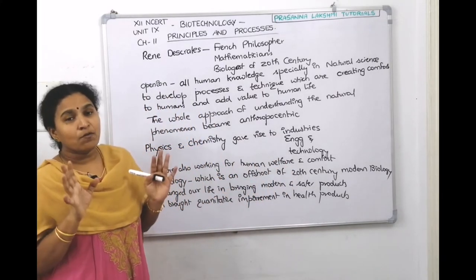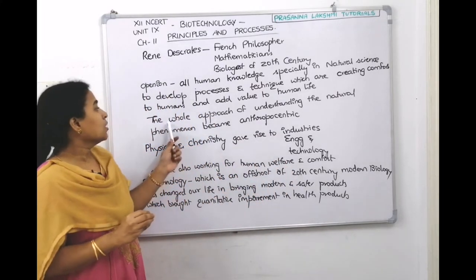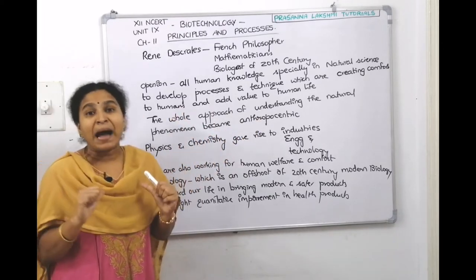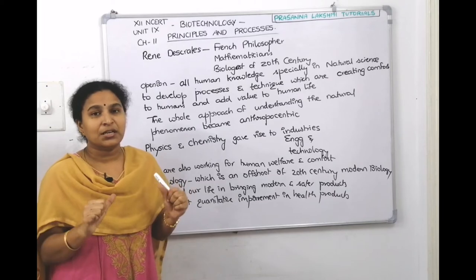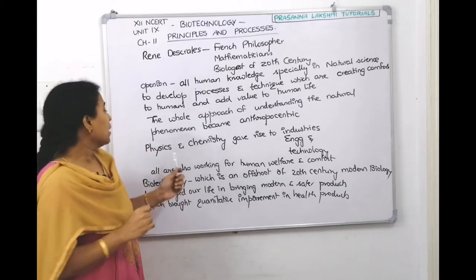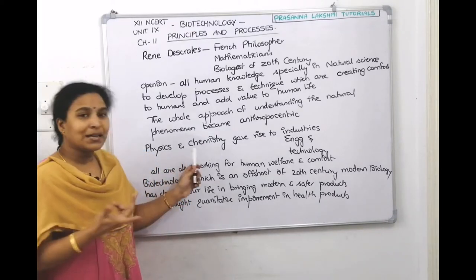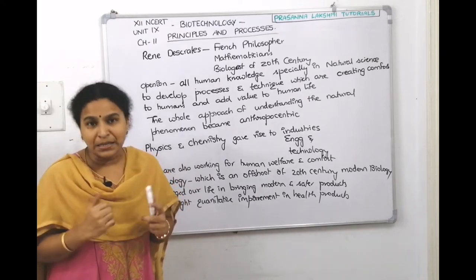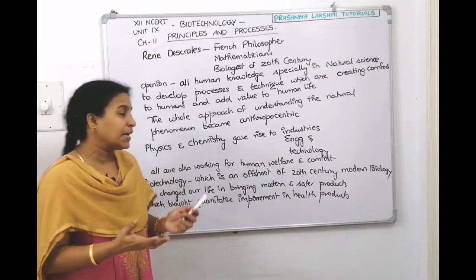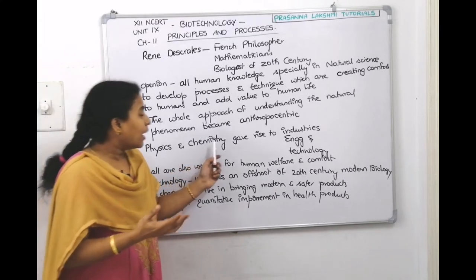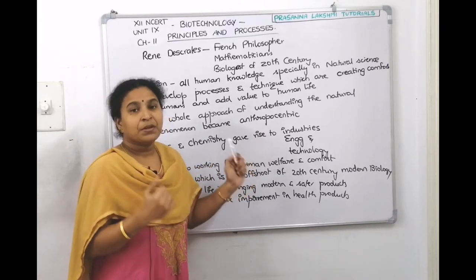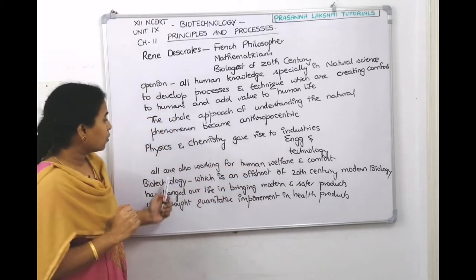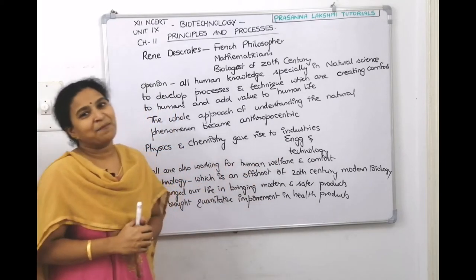So ultimately what he wants to say in simple terms is that the whole approach of understanding natural phenomena became man-centric, became anthropocentric, meaning we are getting selfish, right? Then he was telling, physics and chemistry you take, they don't have any relation with biology. Physics and chemistry are applied sciences, used to develop industries, techniques, engineering, technology. Even these branches are also working for human welfare and comfort only.